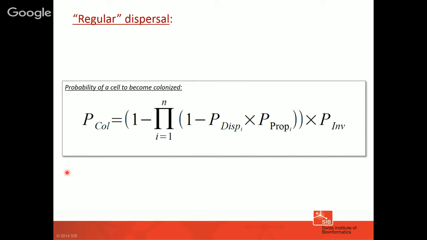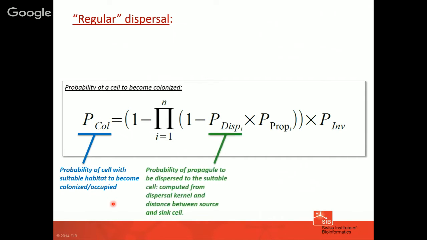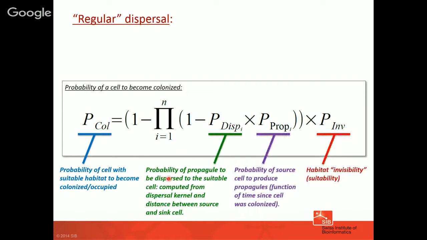So the dispersal kernel is one of the inputs that are used to compute the probability that a suitable but empty cell becomes colonized. This is the equation that you use to compute this probability. As you can see, it depends on mostly three things. First is PDISP, the probability from the dispersal kernel: how likely is it that the propagule can disperse to this cell given its distance to other source cells?